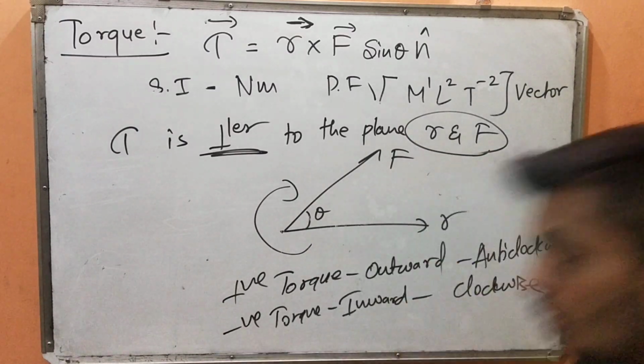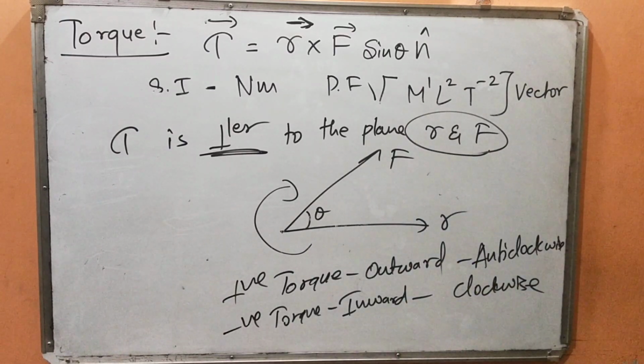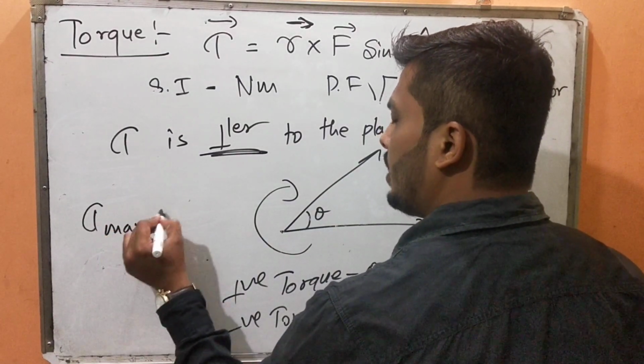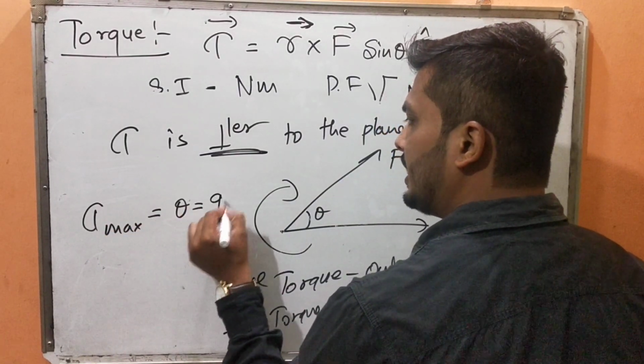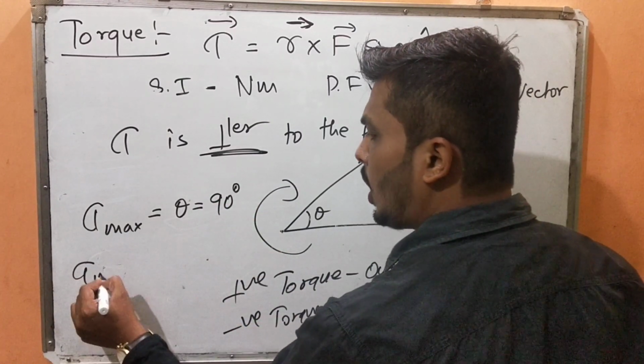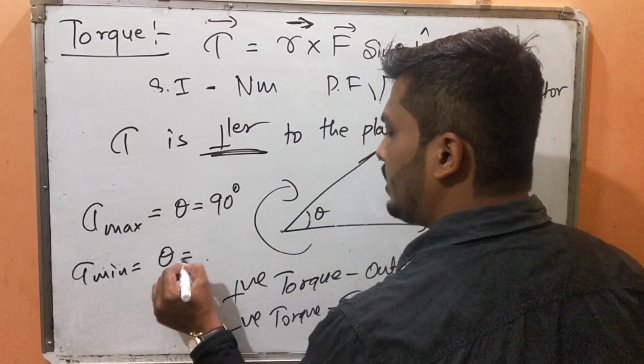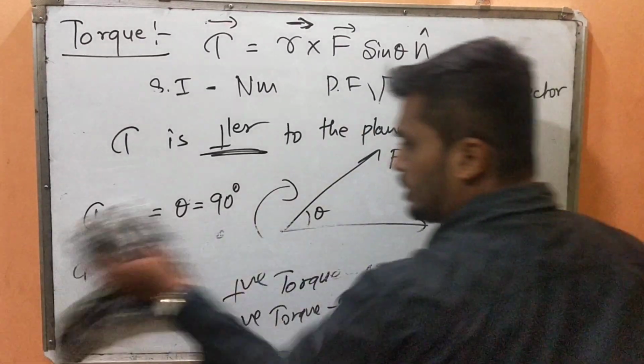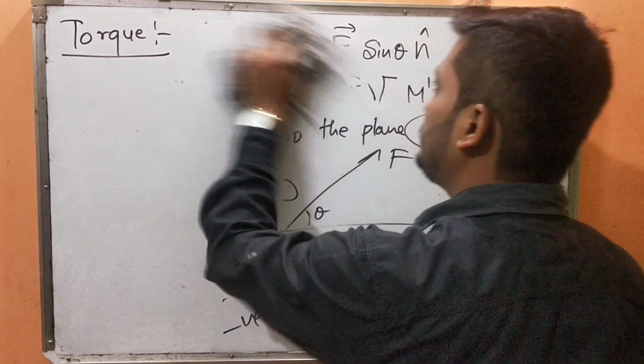Okay, have you understood the concept of torque? Again, the torque will be maximum when the angle theta is 90 degrees, and the torque will be minimum, that is 0, when theta is 0 degrees. Have you understood the concept of torque?